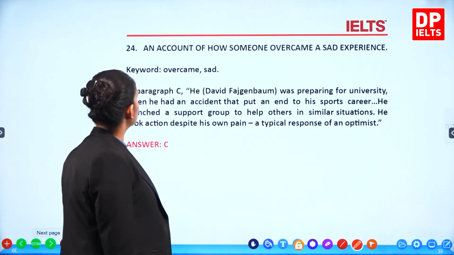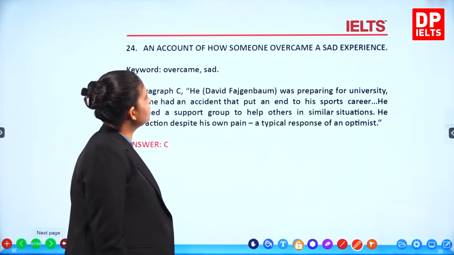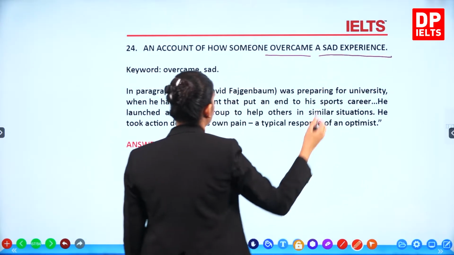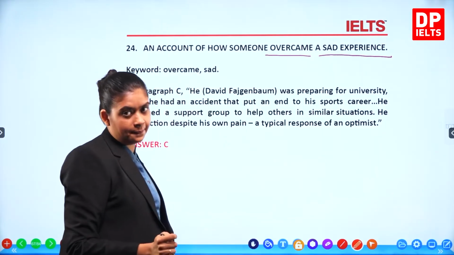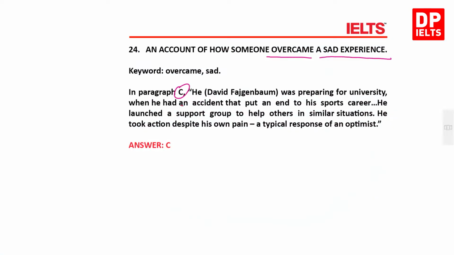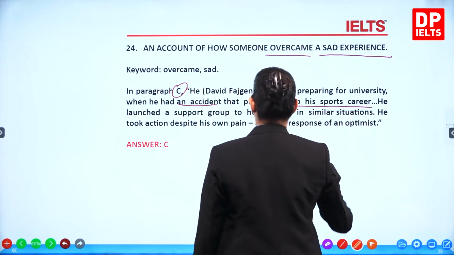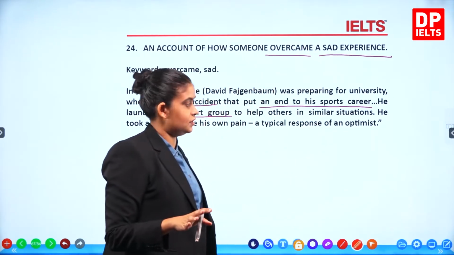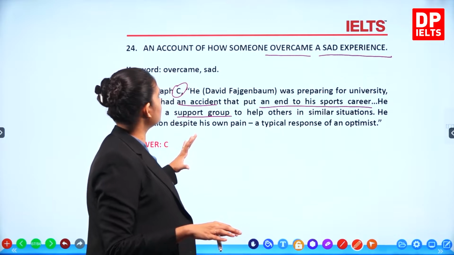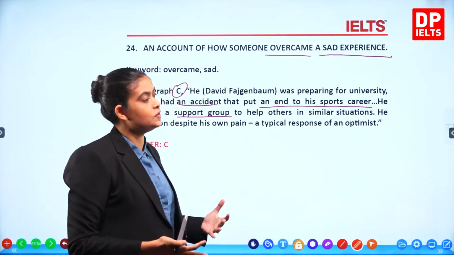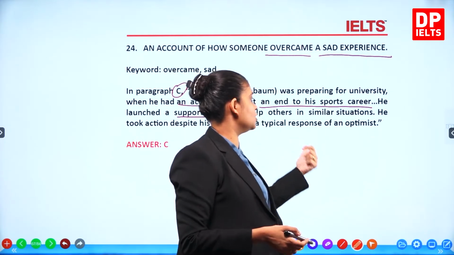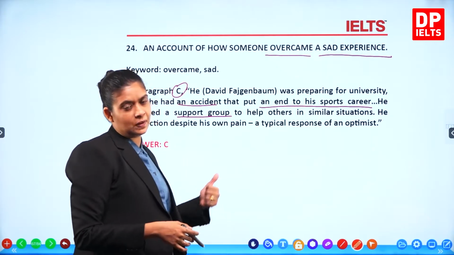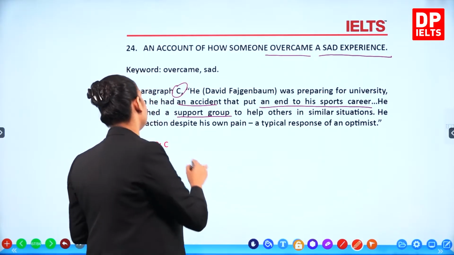Next one, question number 24. An account of how someone overcame a sad experience. Overcame sad experience. Right? So which para talks about it? Para C. When he had an accident that put an end to his sports career, he launched a support group to help others in similar situations. So he took action despite his own pain, which is a typical response of an optimist. So, an account of how someone overcame a sad experience, this is the one. He did it, and that is in paragraph C.